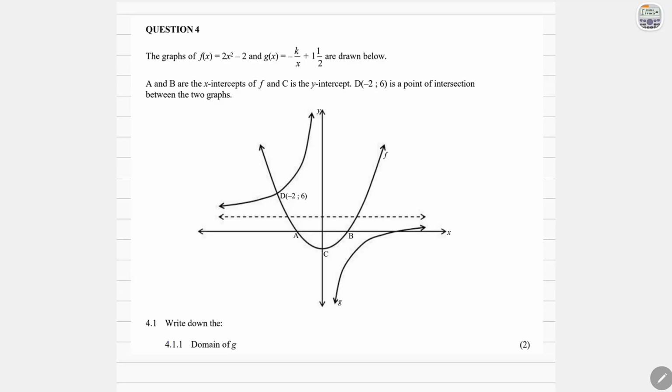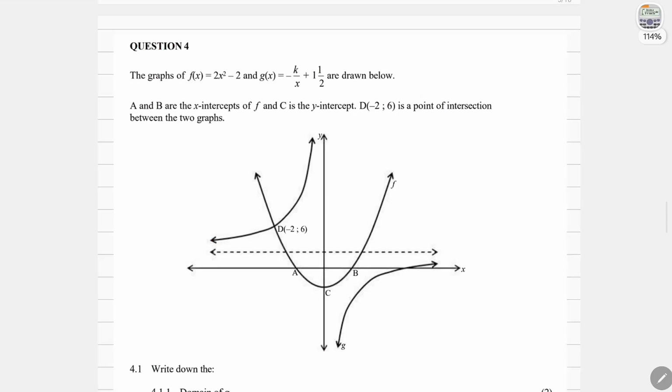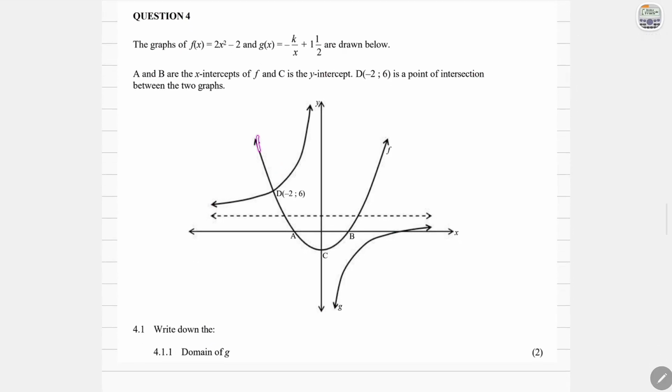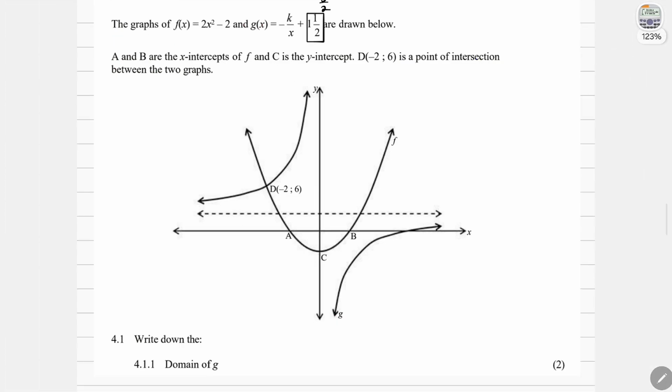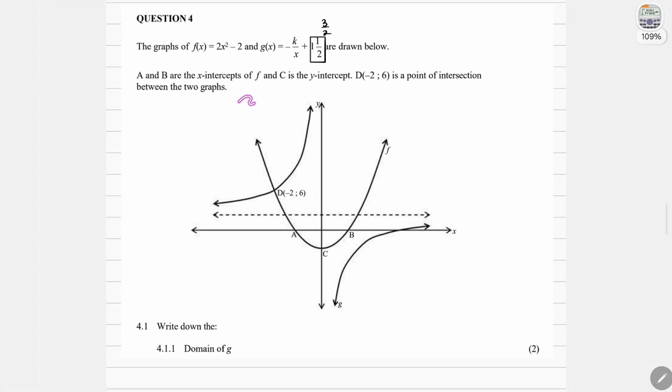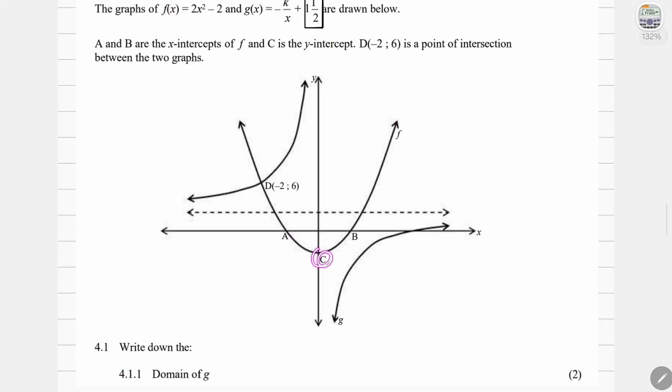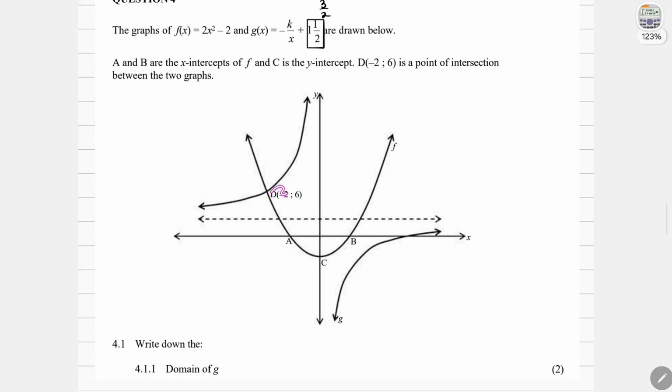Question 4 says the graphs of f of x, which is equal to 2x squared minus 2, which is our parabola, and g of x, which is equal to negative k over x plus 1 and 1 over 2. Okay, this is a mixed fraction. You can just turn it into an improper fraction. 1 plus a half is 3 over 2. So instead of this, I will just use 3 over 2. Okay, and then they tell us that a and b are x-intercepts of f, and then c is the y-intercept. Okay, and d, negative 2 and 6, is a point of intersection between the two graphs.